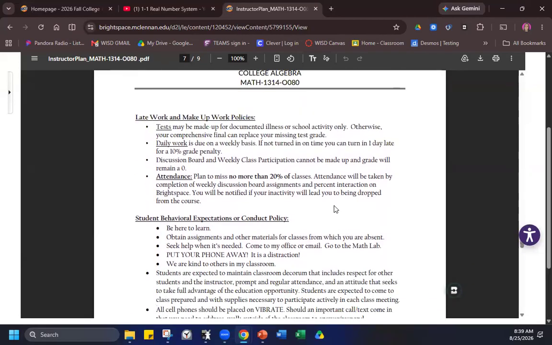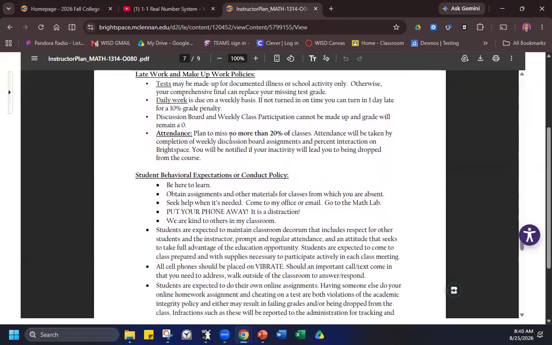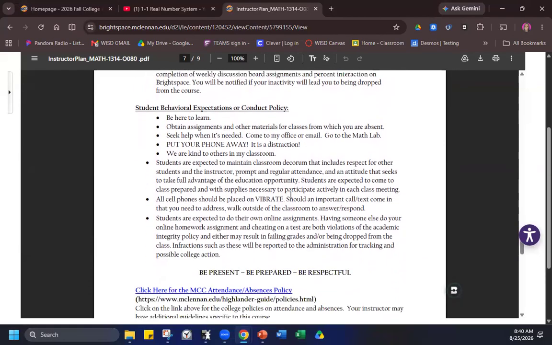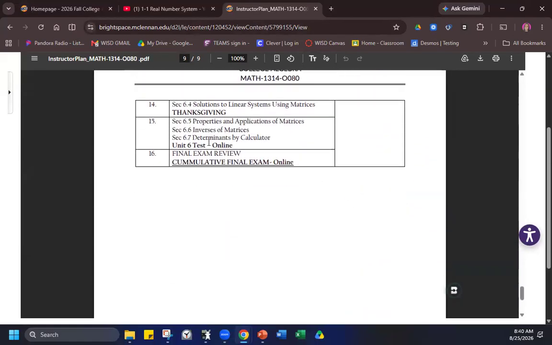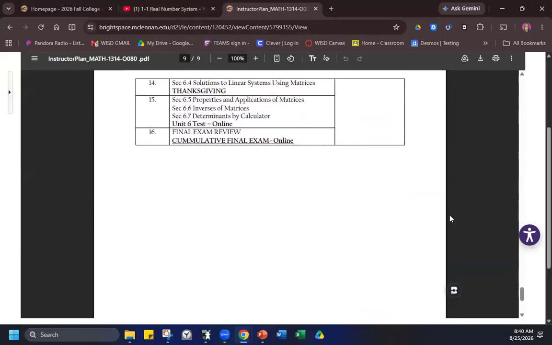Went over the late work policy. If you miss 20% of the class, so there's 15 instructional weeks in our class, if you miss 20% of those 15, then you are at risk of being dropped from the class. Okay. So that's where your weekly discussion board assignments come into play. Every online professor has their rules for how attendance is taken there. Yeah, so those are the main things that I want to make sure we're good and comfortable with. And anything you need is available here.